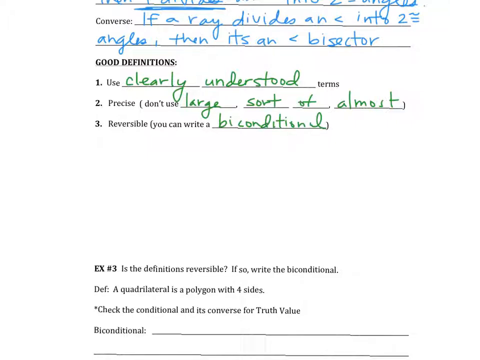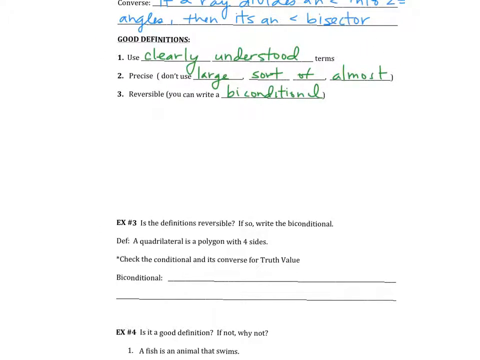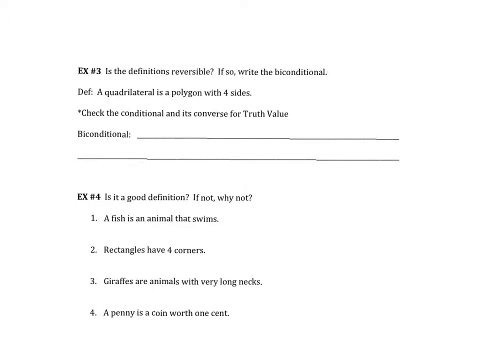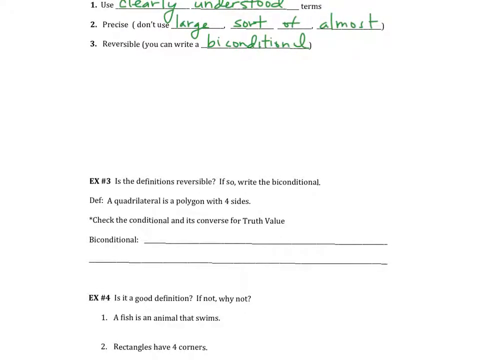So let me give you a definition. Sorry for the gap. It's just the change of page. Is this definition reversible? If so, we're going to write a biconditional. Okay, so the definition is this. A quadrilateral is a polygon with 4 sides. Okay? So think about the conditional and its converse. How could you make that a conditional statement?